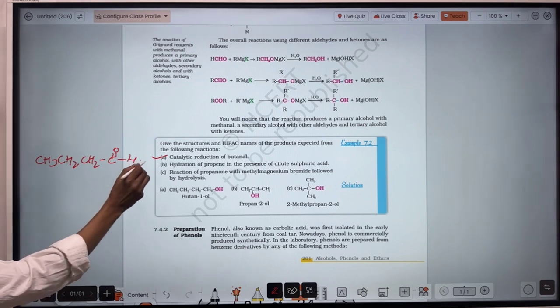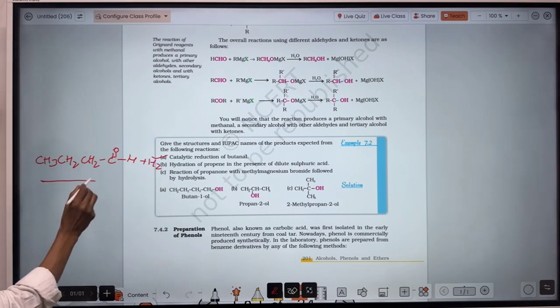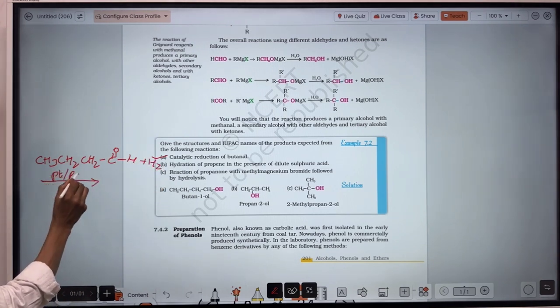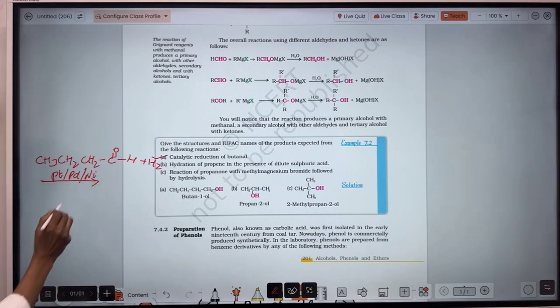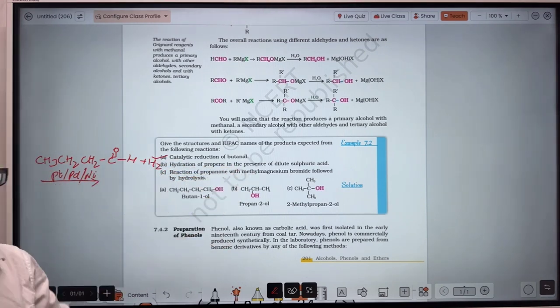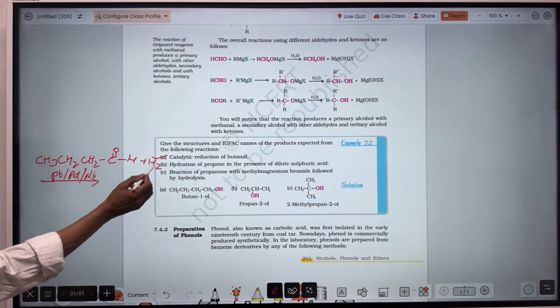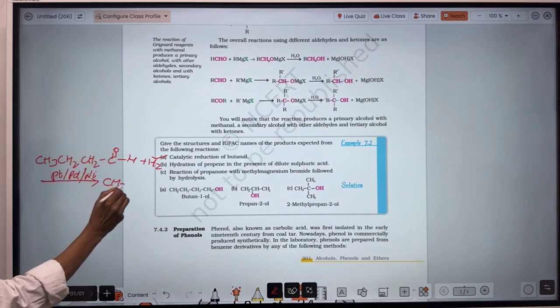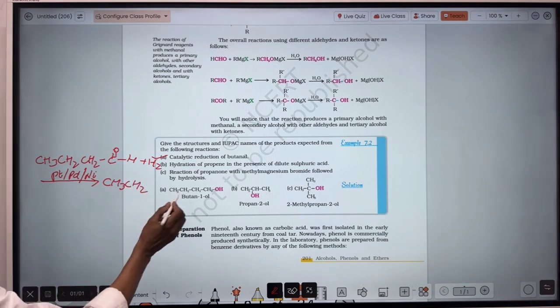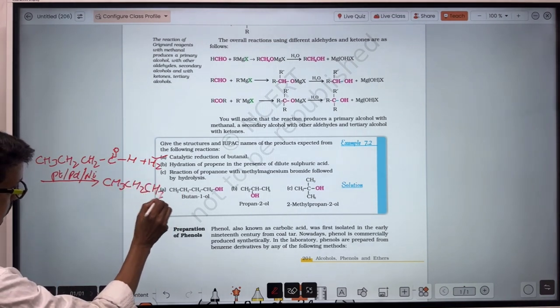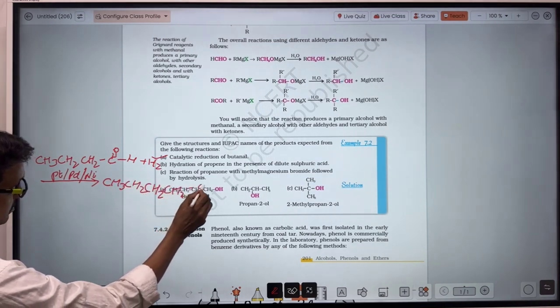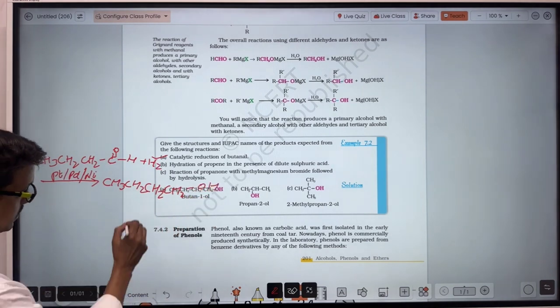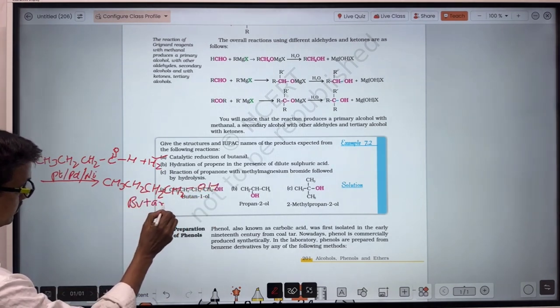Catalytic reduction means reacting with hydrogen in the presence of a catalyst: platinum, palladium, nickel, any noble metals. Any noble metal will be taken as catalyst, which will provide the surface area to the hydrogen. So one hydrogen will bond to this carbon, one hydrogen to this oxygen. So there will be a formation of butanol. So its IUPAC name will be.